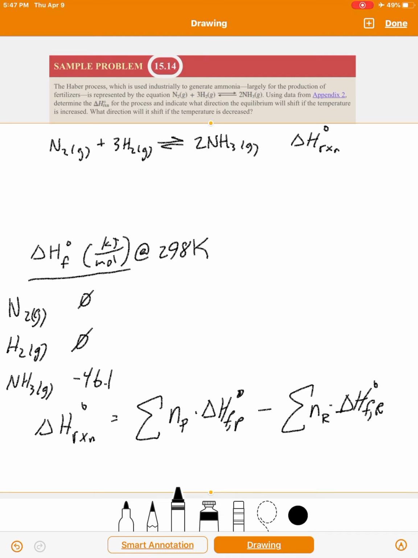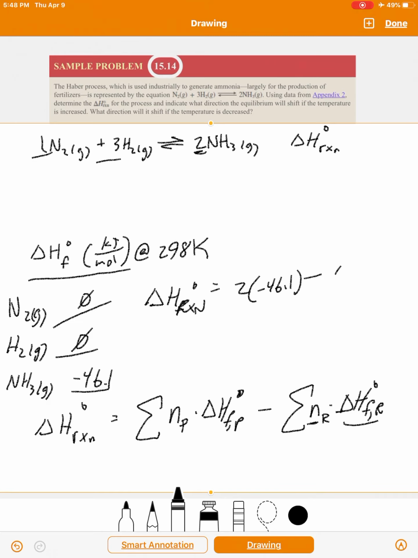So for this particular equation, they picked one that's pretty simple because two of them are 0. So that means that you would find that delta H of reaction would be the number of moles of the product is 2. So 2 times the heat of formation, which is minus 46.1, minus the sum of the reactants. Now there's 1 mole of nitrogen and 3 moles of hydrogen, but both of them are 0, right? Both have heat of formations of 0, so it's minus 0, minus 0. So you just get minus 92.2 kilojoules per mole.